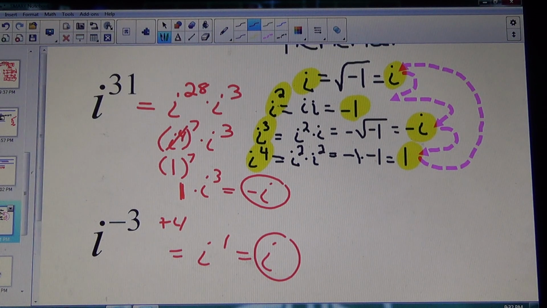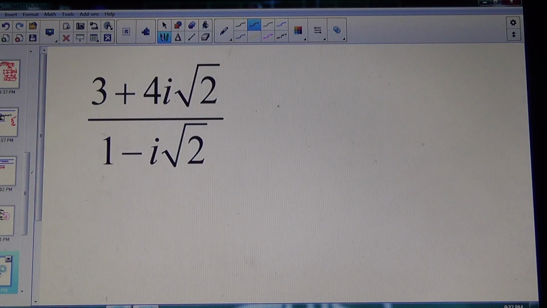Alrighty, let's get some more. Ooh, yeah, this is a sweet problem. So I have this problem here. Rules with fractions, what are they? Correct, you can't have an i in the denominator. What else can't we have in the denominator? Nice, yep, a square root. So I can't have either one of those. So, how do I get rid of that?